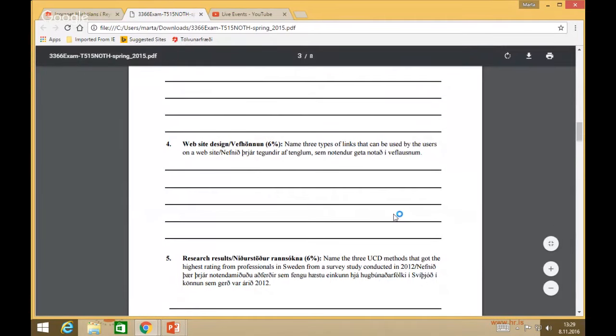Okay. Name 3 types of links that can be used by the user on a website. This is probably something that we had then, but not now. Yeah. This is always the problem. I've probably used some of the design something.